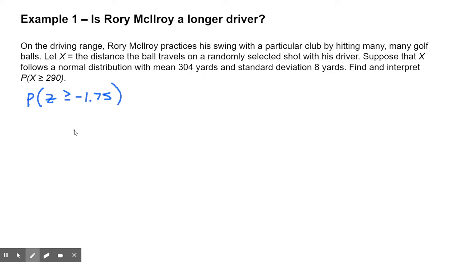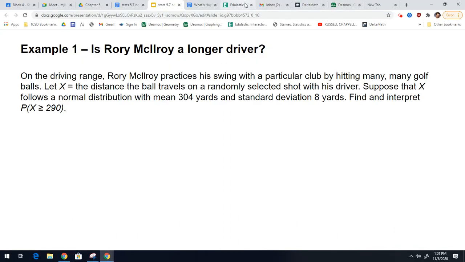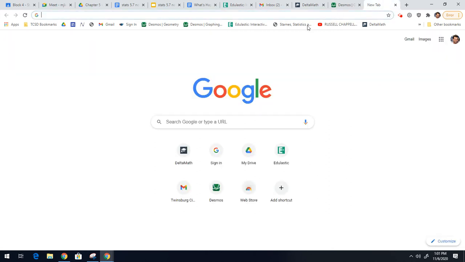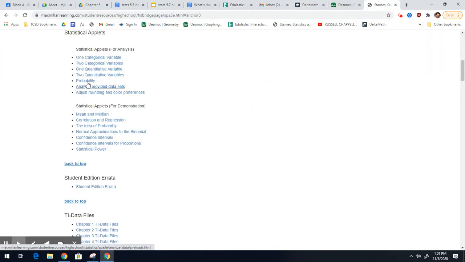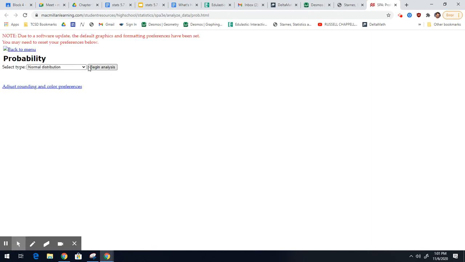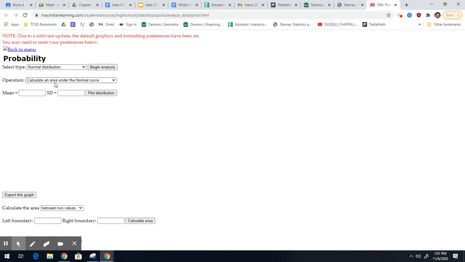Okay, so let's go to the stats applet. Here we go, stats applet. Find the probability. I'm looking at a normal distribution here. Again, I'm calculating an area because I'm finding a probability. Our mean is always 0, our standard deviation is always 1. Always 0, always 1. And now I want to calculate the area.